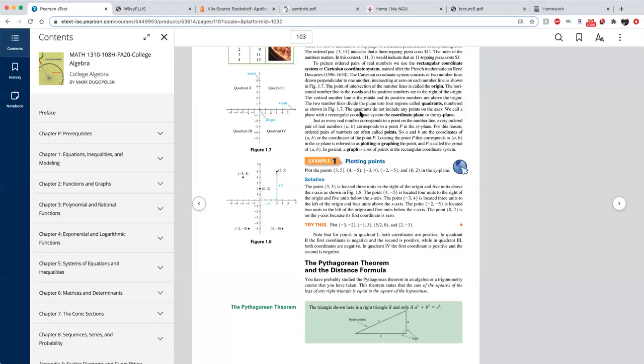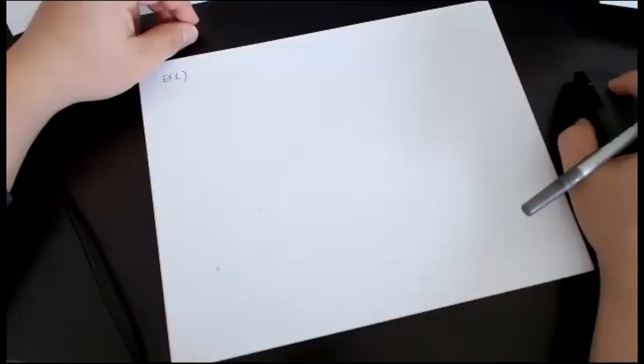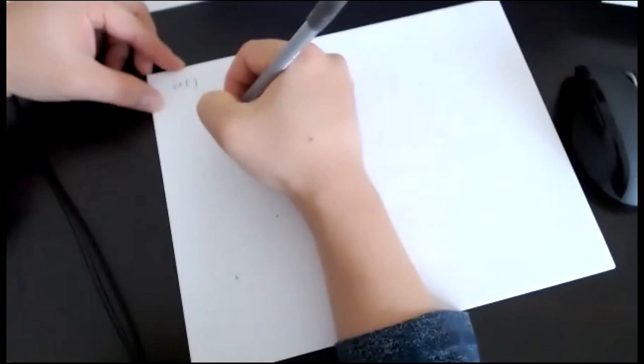So plot the points (3,5), (4,-5), and then (-3,4), (-2,-5), and (0,2) in the xy plane. Yeah. So let's see. It's not a big deal to figure out the points on the xy plane of these ordered pairs.